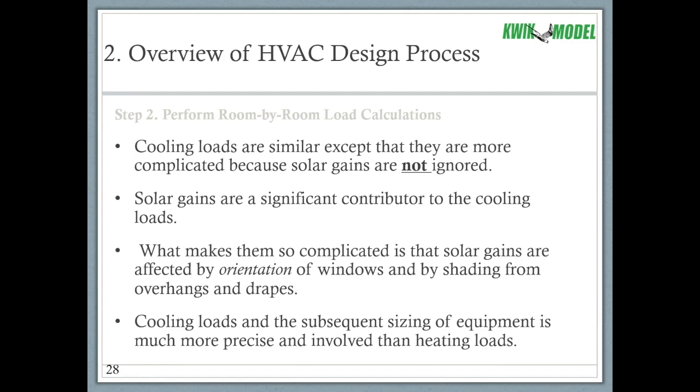What makes them so complicated is that solar gains are affected by not just the size of the windows, but the orientation of the windows. What direction are they facing? And is there any shading on those windows? Are there overhangs? Are there drapes, roller blinds, mini blinds inside? Those can all reflect the heat. Overhangs can block the sun before it even hits the window. So all those come into play and make cooling load calculations much more complicated than heating load calculations.